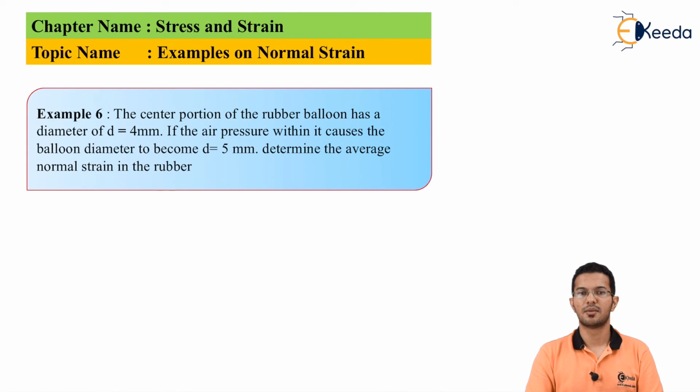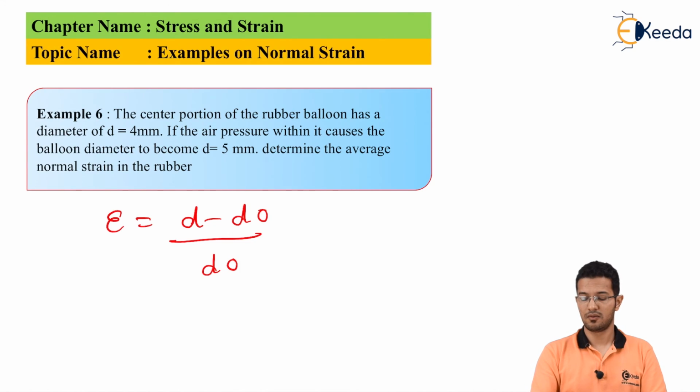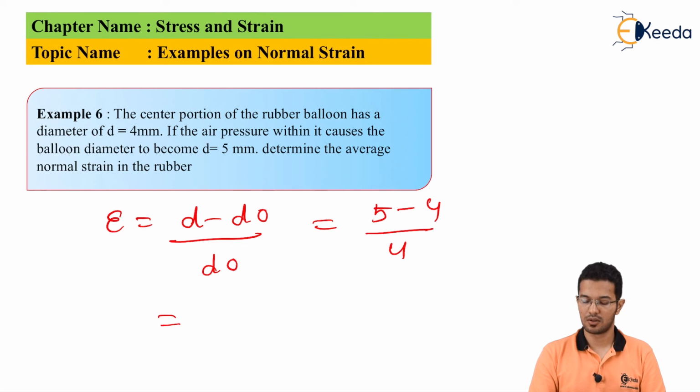We know that epsilon is equal to d minus d0 upon d0. Let's write it down. We also have been given d as 5 and d0 as 4. Hence, the value of epsilon comes out to be 1 upon 4, which is 0.25.